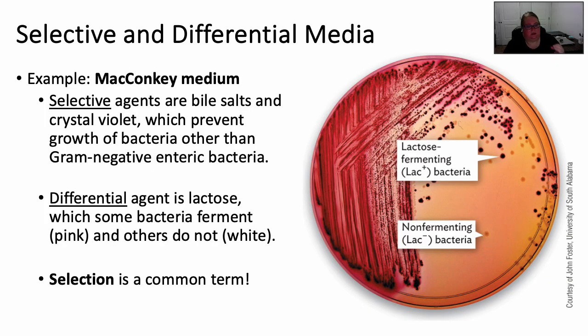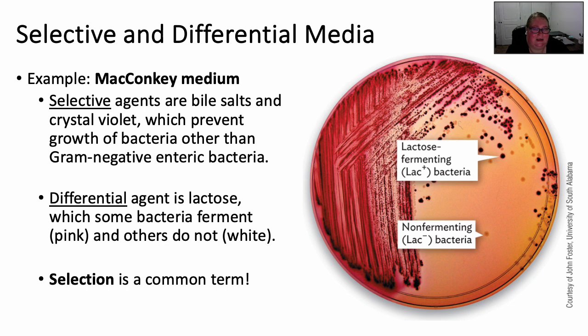This brings us to a specific example called MacConkey media. MacConkey media is both selective and differential. We can have media that's just selective, and media that's just differential, but a lot of times we're going to talk about both. In MacConkey media, it's going to prevent gram positives and other bacteria from growing, and allow gram-negative enteric bacteria, meaning gram-negatives found in your gut, to grow.